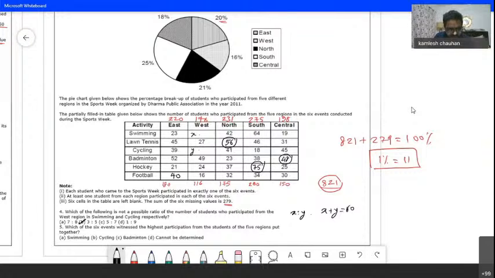Which of the 6 events witnessed the highest participation from the students of the 5 regions put together? Now, event wise, wait a second, which are the 6 events? Event wise, what we need to do is find the sum. So if you find 65, 120, 129, and 148 plus x. 72, 102, 174, 205. 80, 98, 143 plus y.